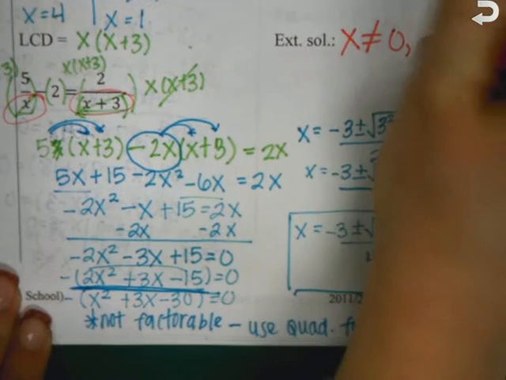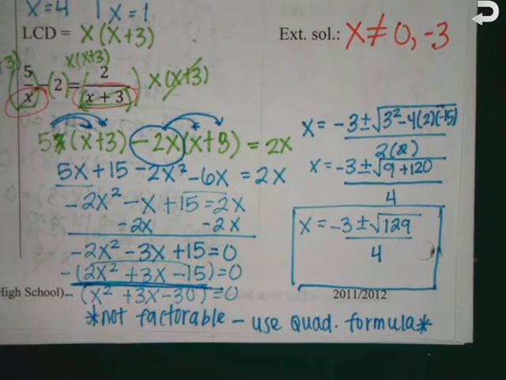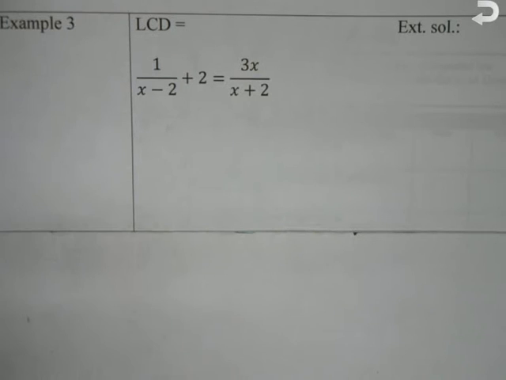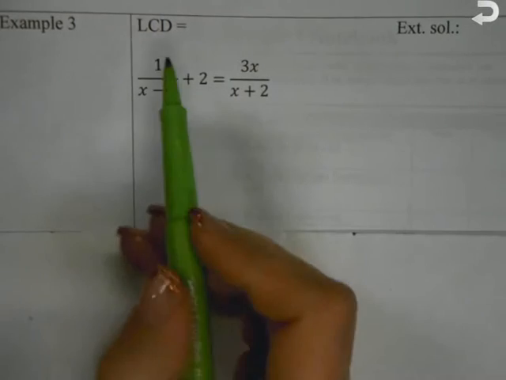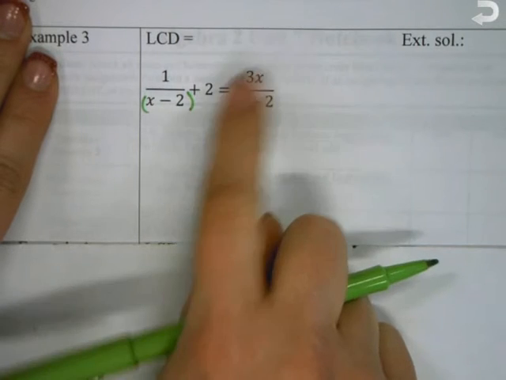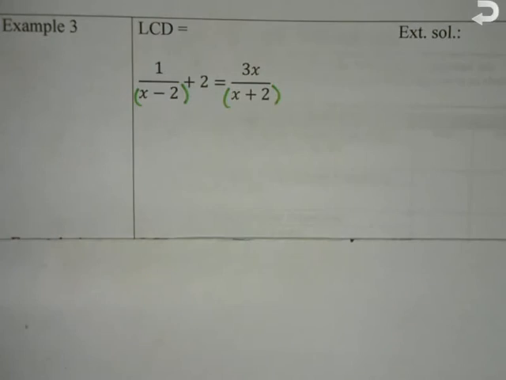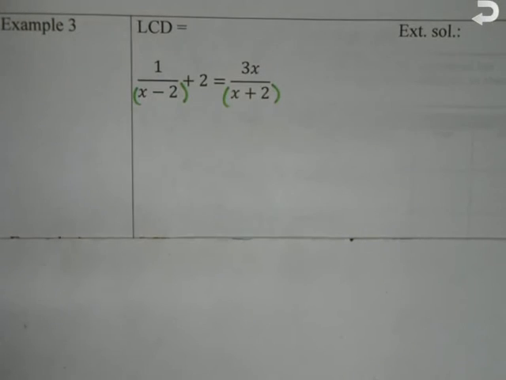Alright, so example 3. Here we have 1 over x minus 2. And remember that x minus 2 is together. Plus 2 equals 3x over x minus 2. So the first thing we want to do is find our LCD, which means we're only looking at the denominators. So what's my LCD going to be here? Any ideas?